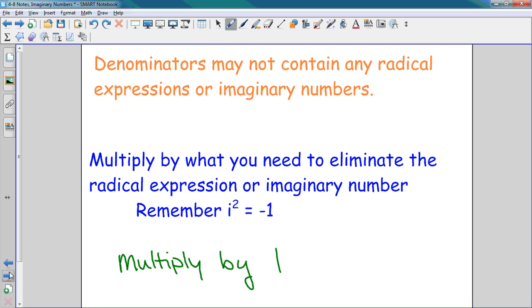Now, when you're dividing, we multiplied, we FOILed, we've added and subtracted. When you're dividing complex numbers, your denominators may not contain radical expressions or imaginary numbers. Okay, your denominator. What's the denominator? Yeah, the bottom number. The top one's the numerator, the bottom one's the denominator. Okay, I cannot have i's or square roots here.